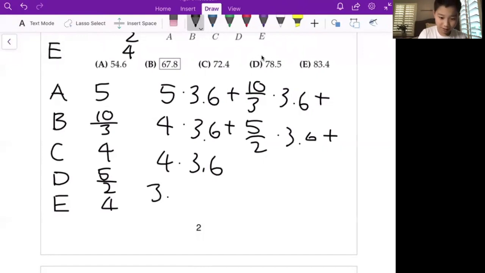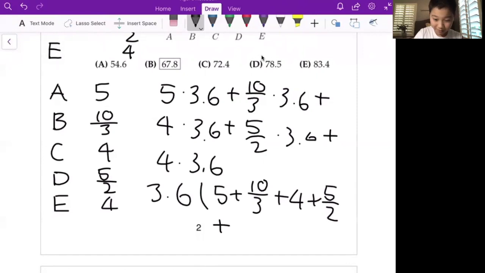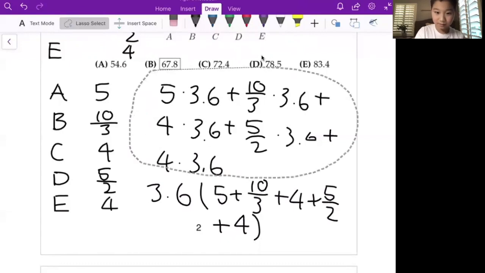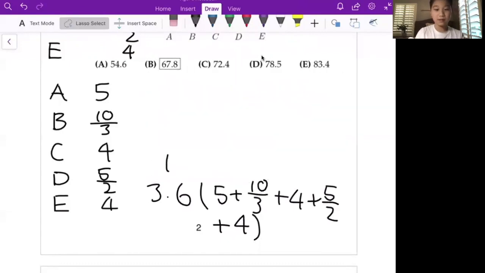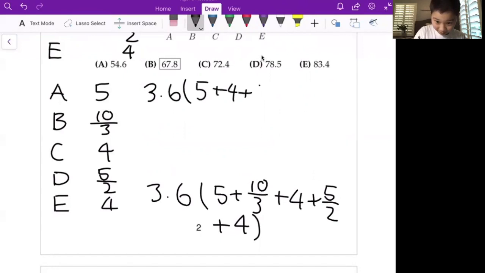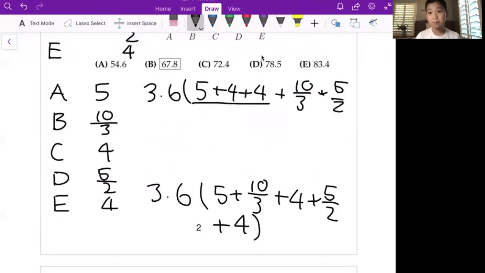Well, let's use the distributive property and factor out a 3.6. Now, this is 5 plus 10 over 3 plus 4 plus 5 over 2 plus 4. Let's clear up some space. And now, let's do the calculation. 3.6 times 5 plus 4 plus 4 plus 10 over 3 plus 5 over 2. So 5 plus 4 plus 4 is 5 plus 4, 9 plus 4, 13.